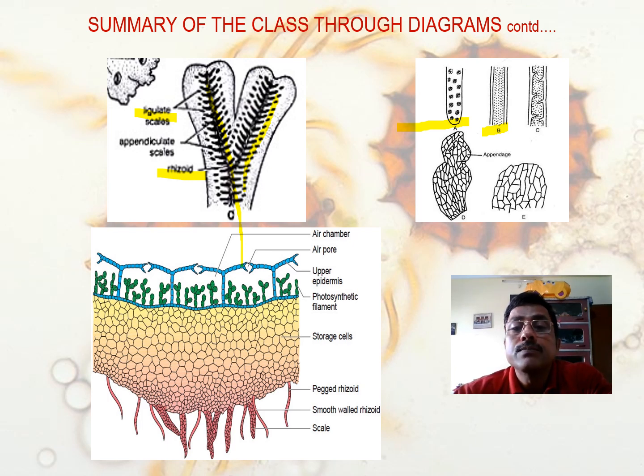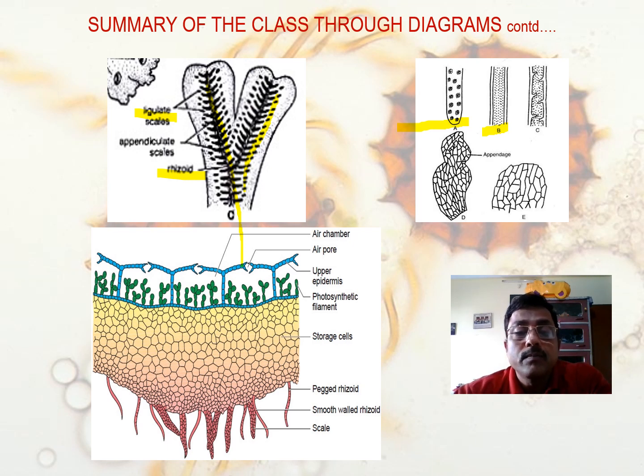Rhizoids are meant for anchorage and absorption, and the scales are meant for maintaining the proper moisture level below the thallus. Okay, this is all about the morphological nature of the thallus. So it's very simple. You must practice, you must prepare from my lecture and from the textbooks. Come to the next diagram now.